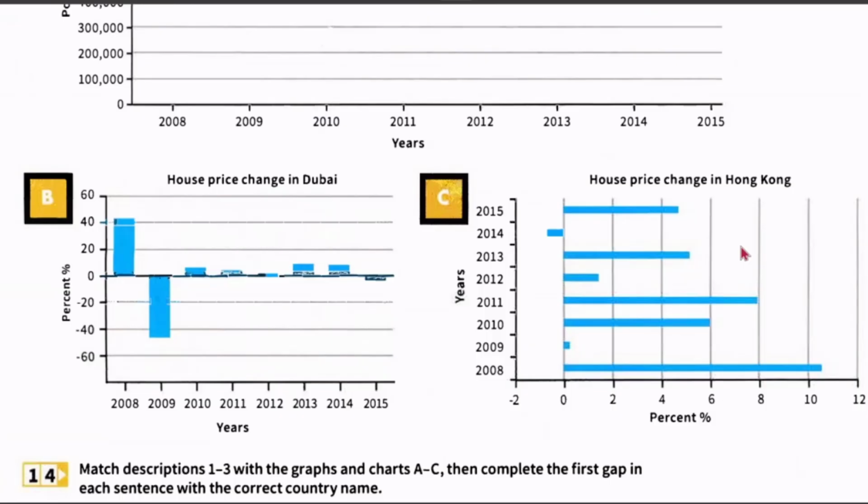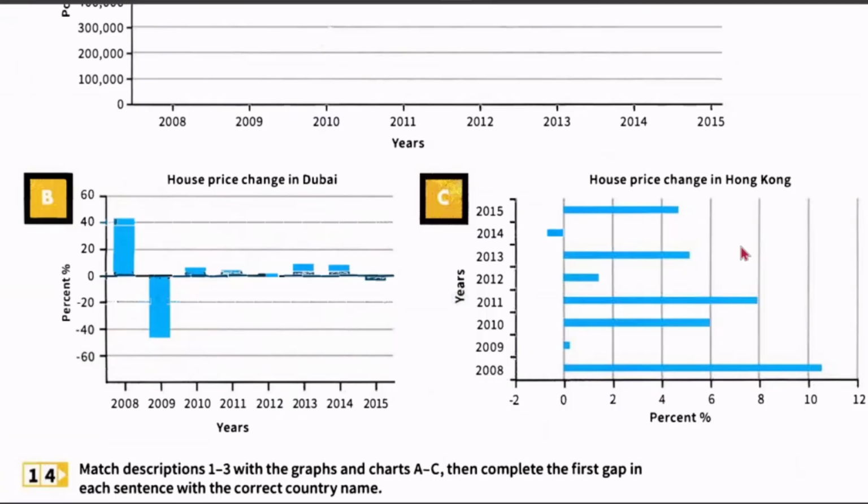Okay. On the other hand, in the year 2009, the house price has rapidly decreased in Hong Kong. Right. Again in the year 2010, the house price has significantly increased again. In the 2011, there has been a slight increase in the house price.